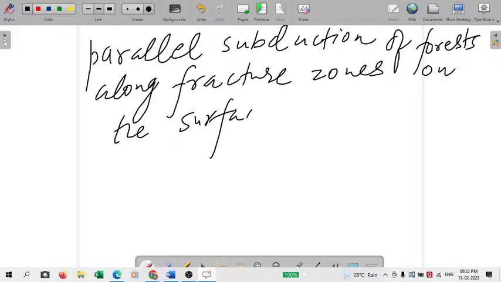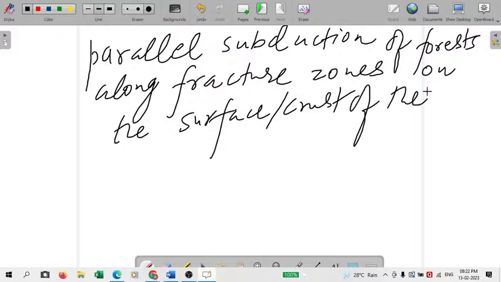यहां पे surface लिखिए, crust लिखिए, both are okay. फ्रैक्चर जोन्स क्या है? जहां जहां पे प्लेट बाउंड्रीज हैं, दो प्लेट टूटती हैं, राइट? तो फ्रैक्चर जोन्स में ही आपके सबडक्शन ऑफ फॉरेस्ट, सबडक्शन का मतलब पेड़ टूट के the plants and trees will subduct below the soil cover, and under heat and pressure for a long geological time it will give out decomposed mineral which is called coal, right? Parallel subduction of forest along fracture zones on the surface or crust of the earth.